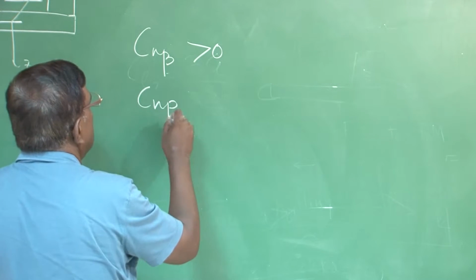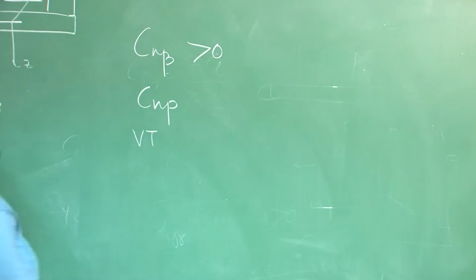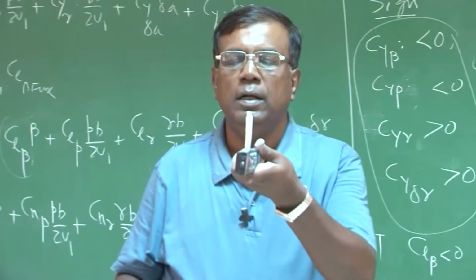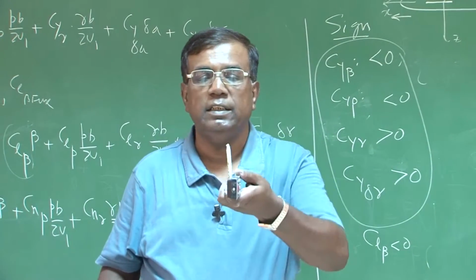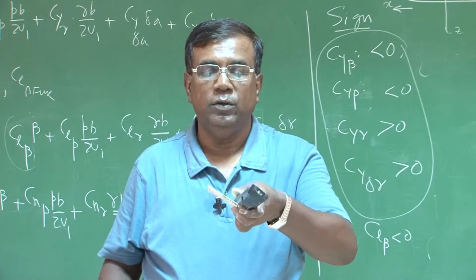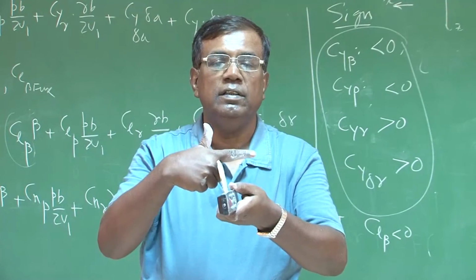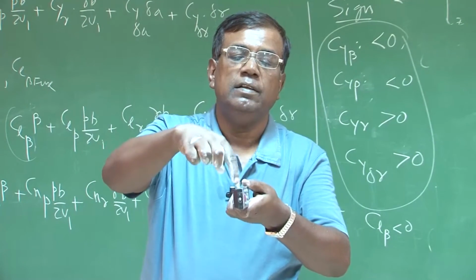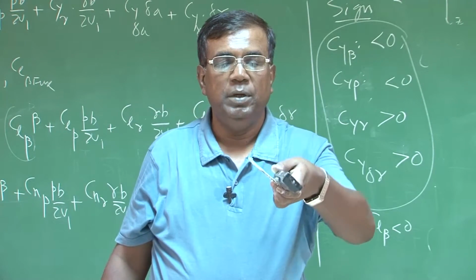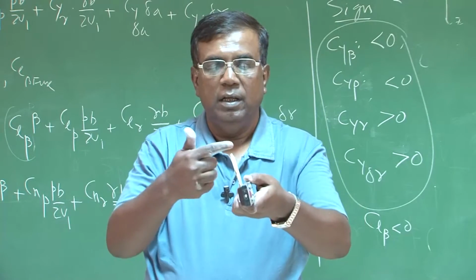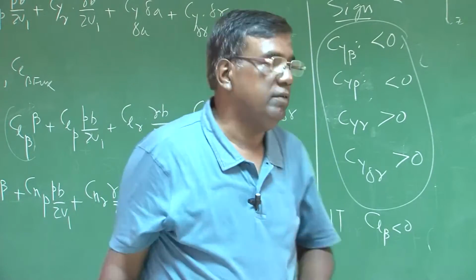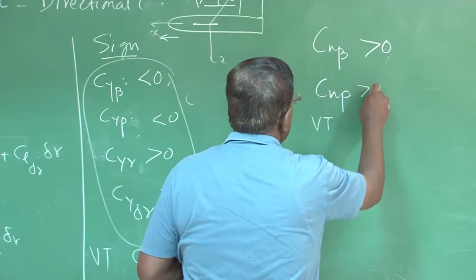What about Cnp? Again, if I talk about the contribution of the vertical tail, let's see what happens. This is the body and this is the vertical tail. Cnp, that is, if I give a P like this, a roll rate, how will the yawing moment be generated? As I roll it like this, you can see that the vertical tail will get a force in this direction, and that force and the CG arm over here will give a positive yawing moment. Am I correct? As it is going with P, the vertical tail will get a force in this direction, which will give a positive yawing moment. So Cnp is greater than 0.